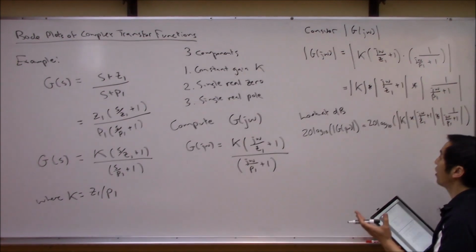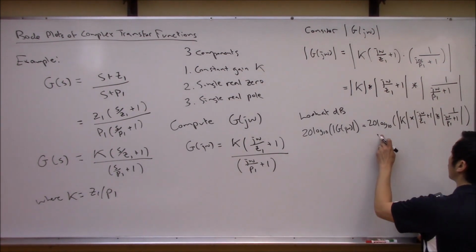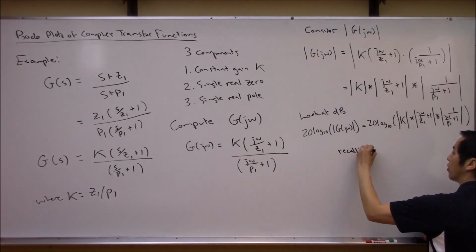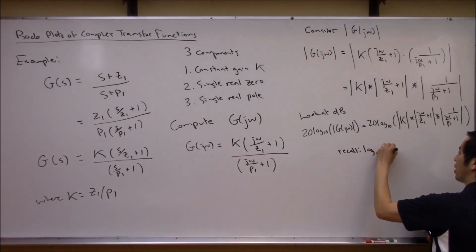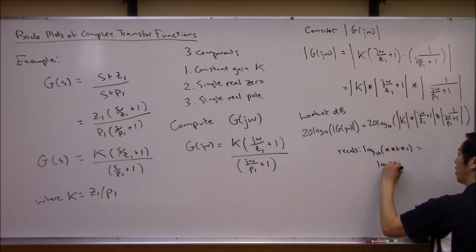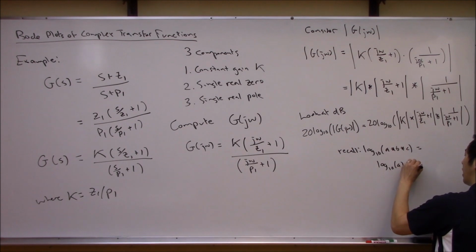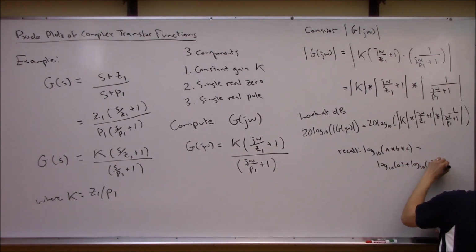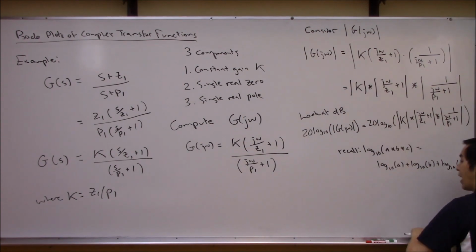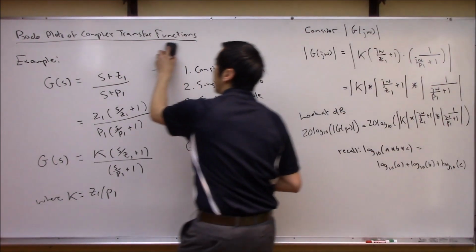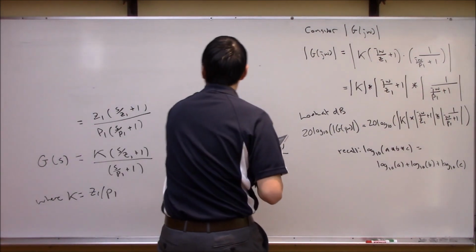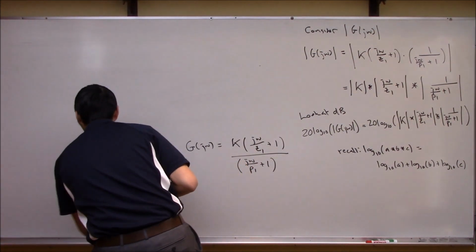Okay, and now if you remember how logs work, this is basically log base 10 of a times b times c. This is basically log base 10 of a plus log base 10 of b plus log base 10 of c, right? So if you apply that here, let me go ahead and erase this side of the board so we have a little bit more space and we can write this out a little bit more cleanly.